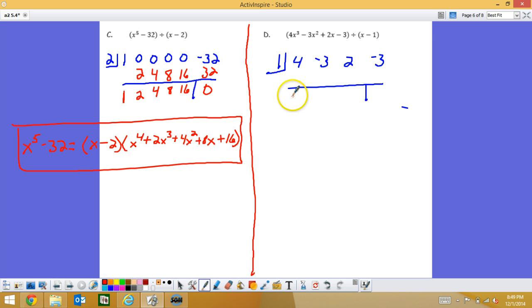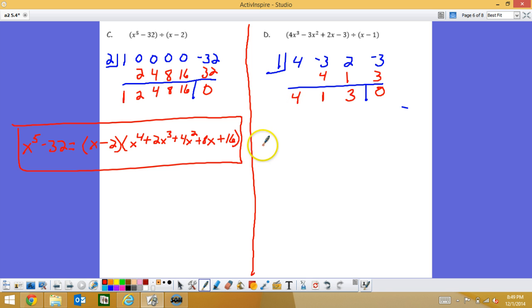So, first thing we do is carry down the 4. 1 times 4 is 4. Negative 3 plus 4 is 1. 1 times 1 is 1. 2 plus 1, 3. 1 times 3 is 3. Negative 3 plus 3 is 0. So once again, we have no remainder. And in our quotient, this is constant, linear, quadratic.